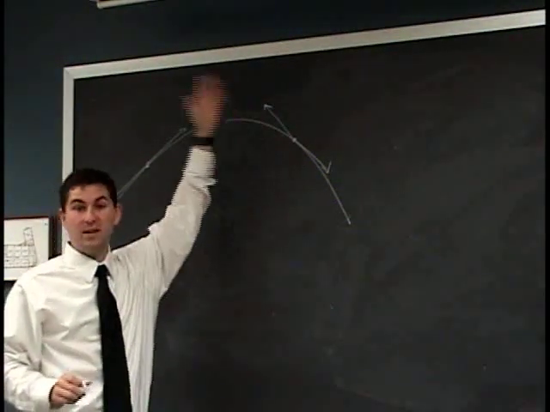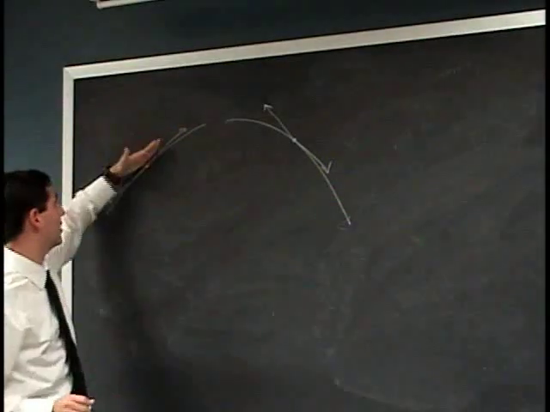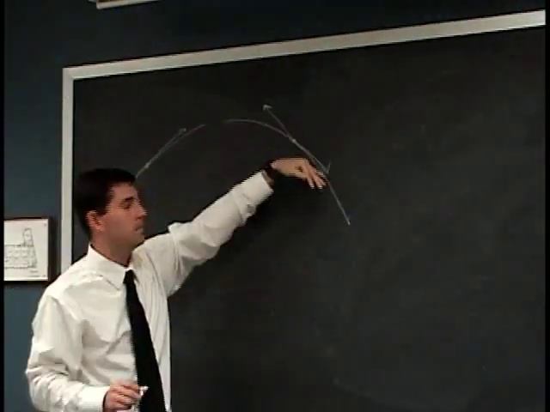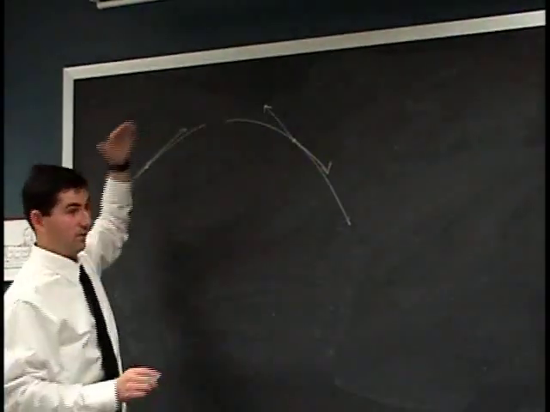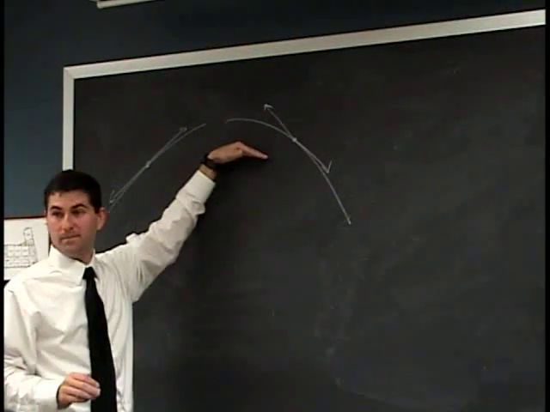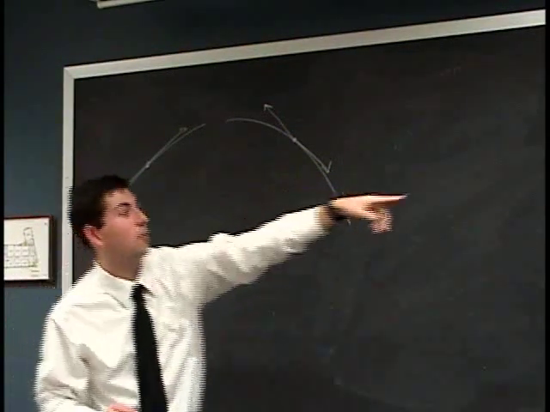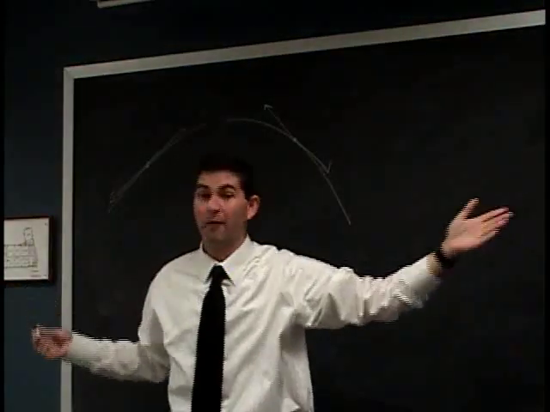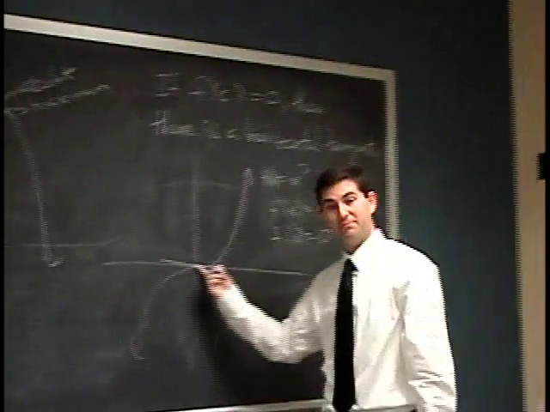Just by whether it is positive or negative. If you have a positive slope, your function is going up. If you have a negative slope, it's going down. And what if the slope is zero? Then you have a horizontal tangent. It's not going up or down. For x cubed at zero, it's neither going up nor down.